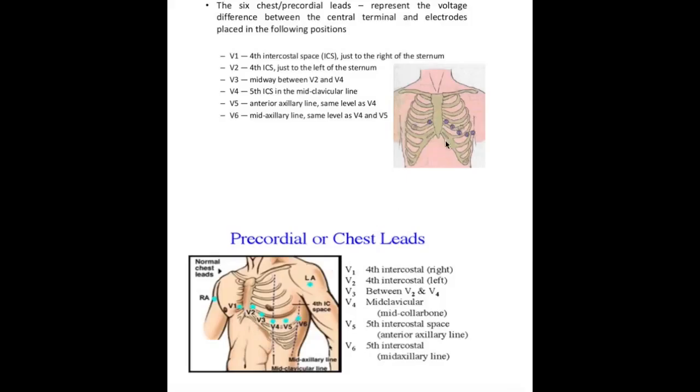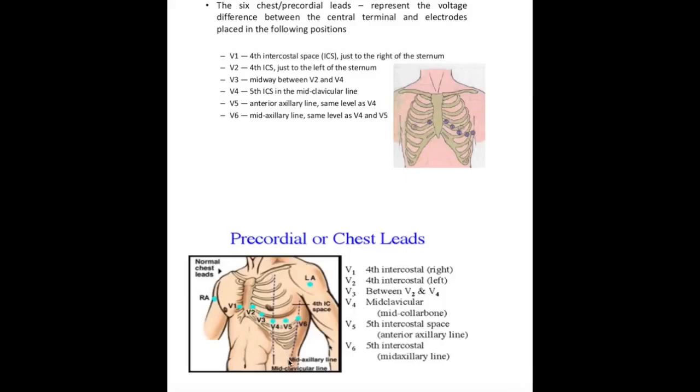Which leads are in the fifth intercostal space? Chest leads 4, 5 and 6 are in the fifth intercostal space. Where is chest lead 2? Chest lead 2 is in the fourth intercostal space to the left of the sternum. So there are two leads in the fourth intercostal space, chest lead 1 and chest lead 2, but chest lead 1 is on the right side of the sternum and chest lead 2 on the left side of the sternum.